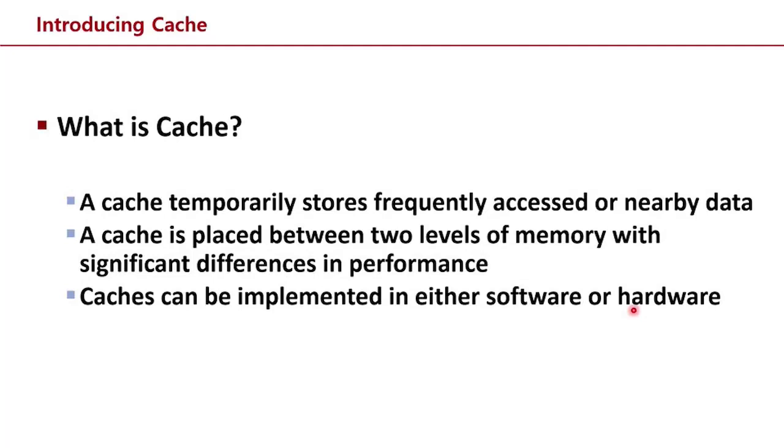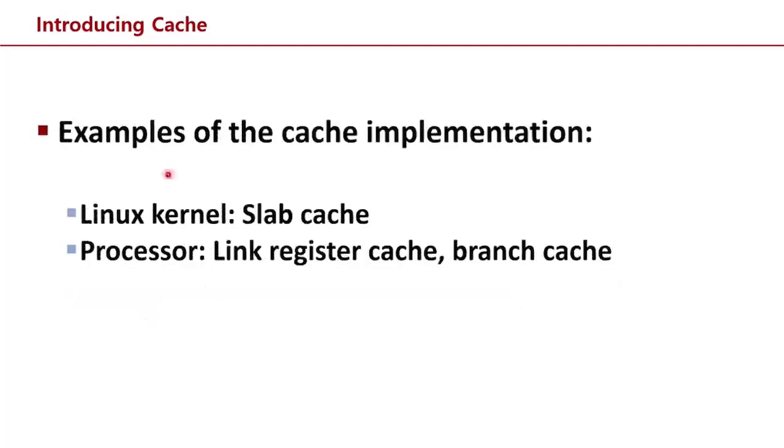Generally, when you consider the cache, many of the concepts of the cache are about the CPU cache. CPU cache can be implemented at the hardware level, but a number of software modules can be implemented using the feature of the cache. Let's explore examples of cache implementation.